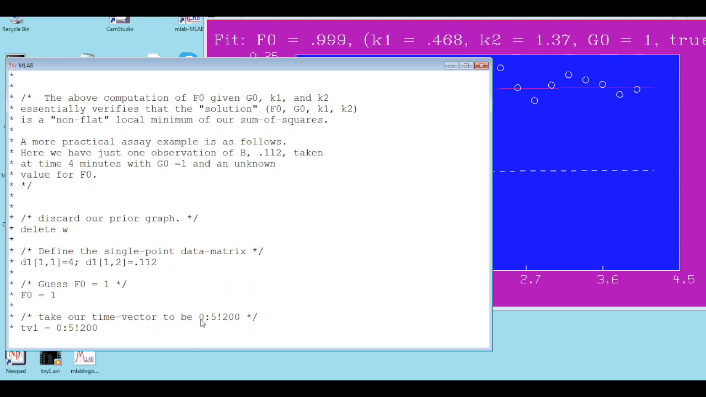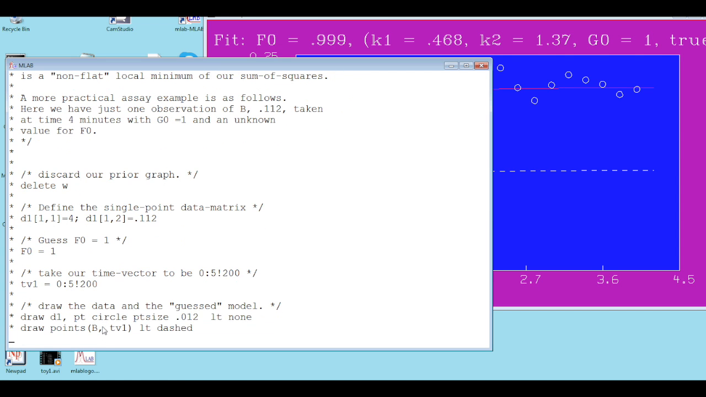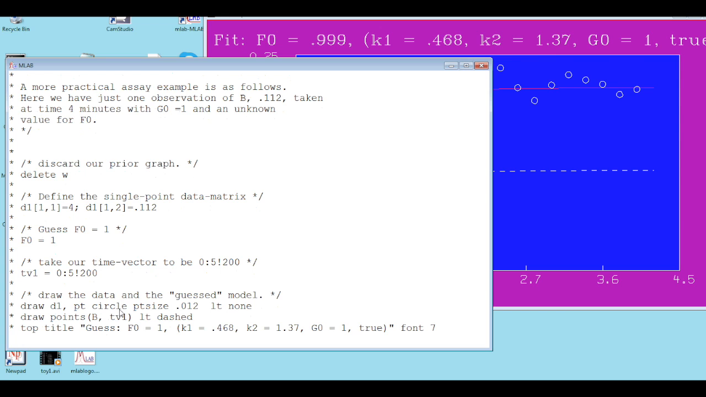We take a time vector now. We want it a little bigger so we can see the picture a little further, so we go 0 to 5 in 200 steps. And now we draw the data. D1 is the 1-point data matrix. It's a circle, with a point size and a line type of none. Draw, again, the actual curve that we predict, given the parameters we have at the moment, with the vector of times TV1. Remember, that's 0 to 5 now. And put a title on the graph.